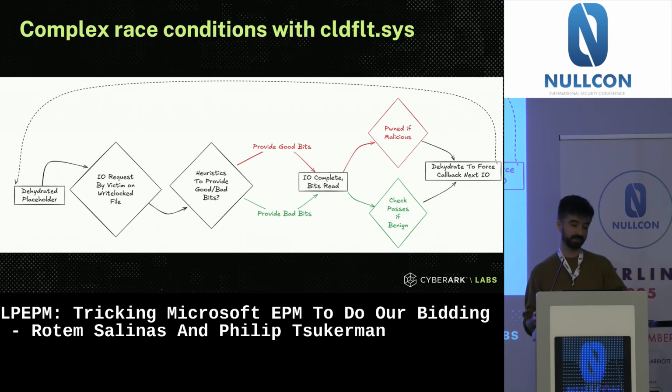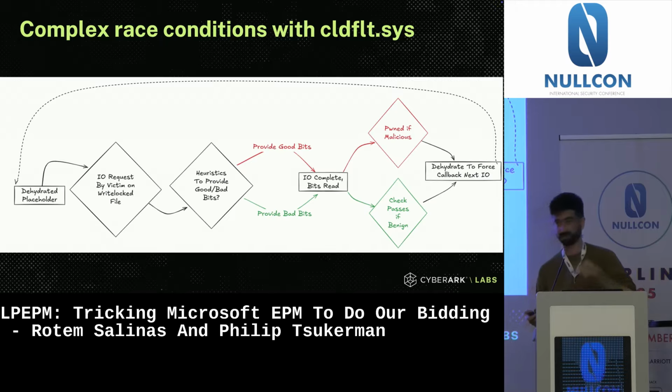So we start with a dehydrated placeholder, and every time we receive an I/O request, we can do heuristics. We can say, oh, this is a validation request because this is the EPM service process, and this is the first time it tries to read the beginning of the file, so this must be a hash calculation. So we provide the good bits. And this makes the validation pass.